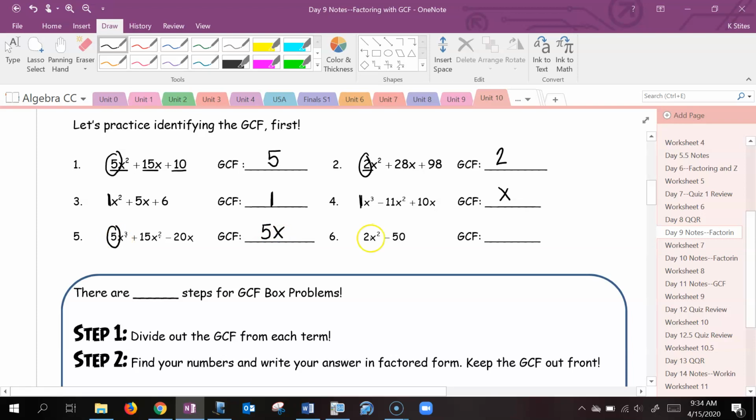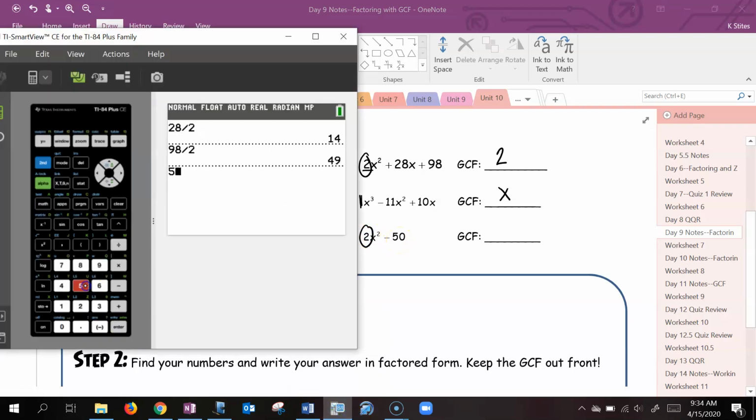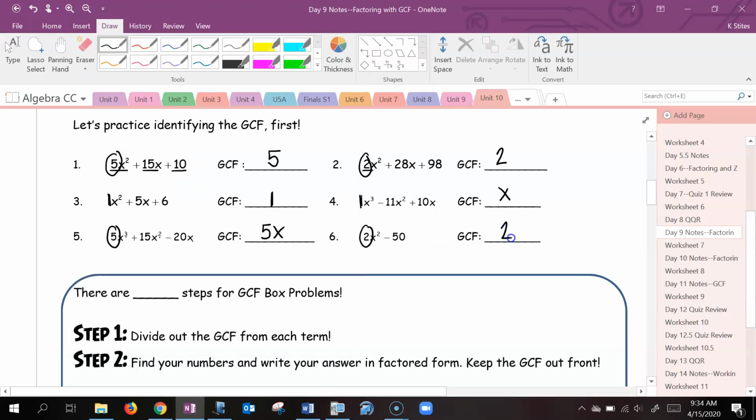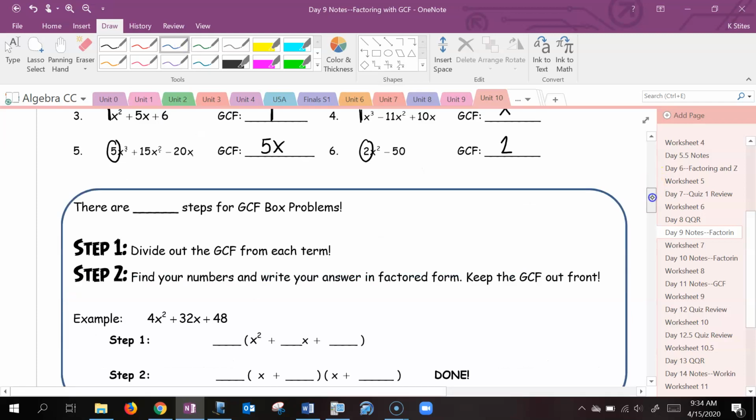Okay, and finally, our 2 is in front of our x squared. Okay, 2 does go into 50 evenly. I can check by just dividing by 2. Yep, no decimal there. That means 2 is my GCF. Notice I don't have an extra x. It's not an x cubed. So that means there isn't a GCF or greatest common factor of x. It's just the 2.